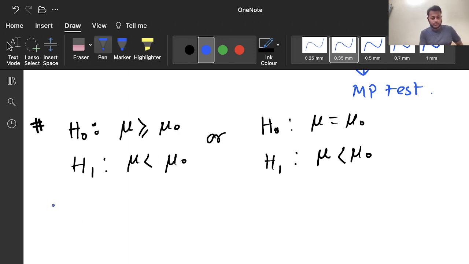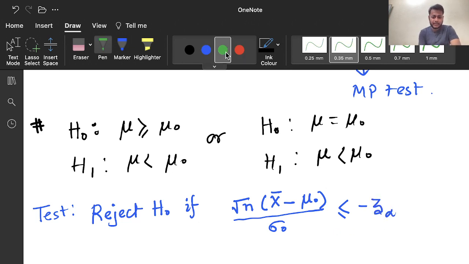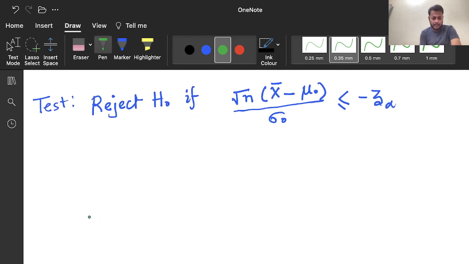So the test will be: reject the null hypothesis if root n times (x bar minus mu 0) by sigma is less than or equal to minus z alpha. So let me tell you the rationale behind choosing this test.